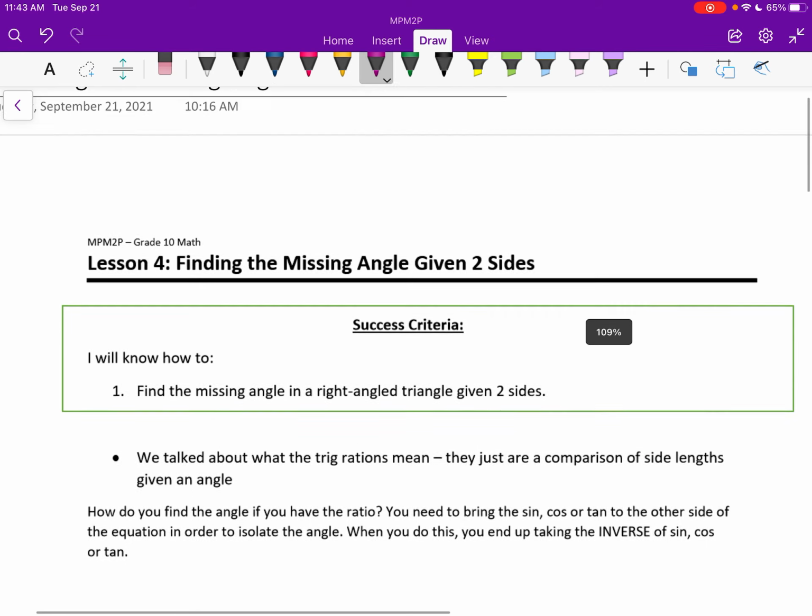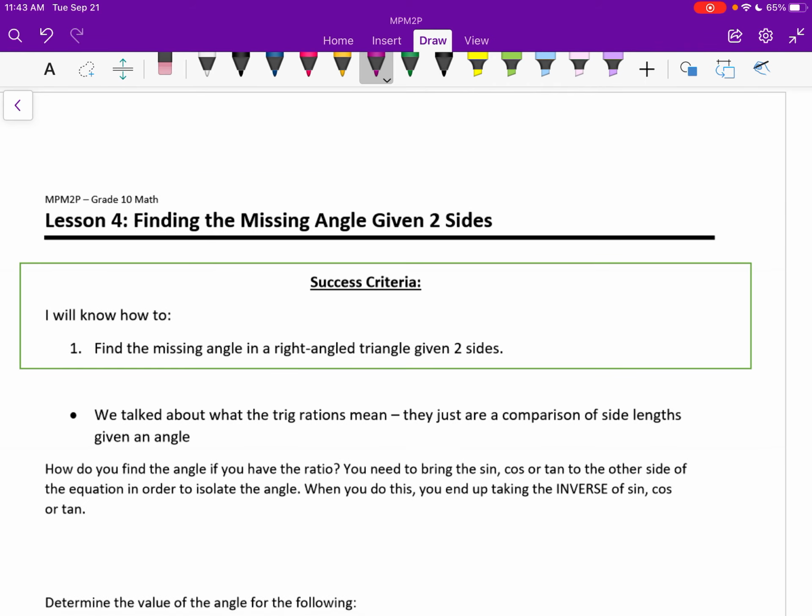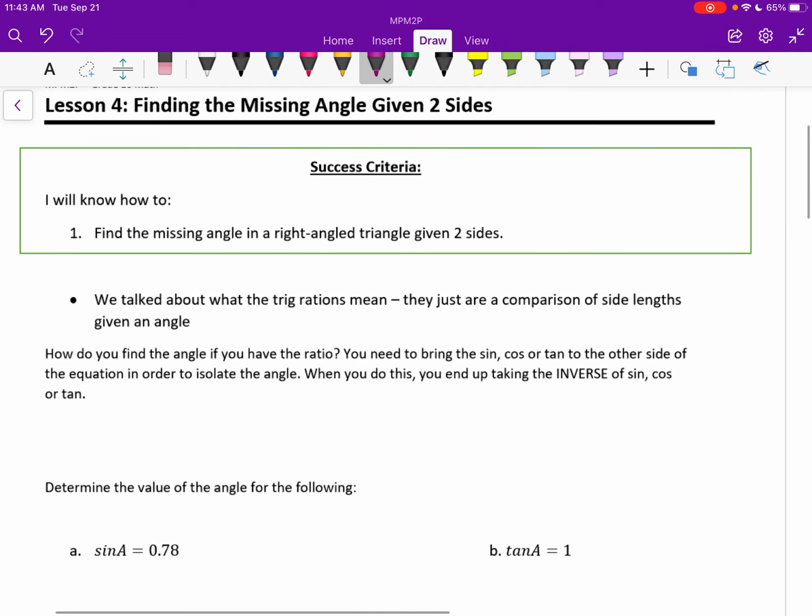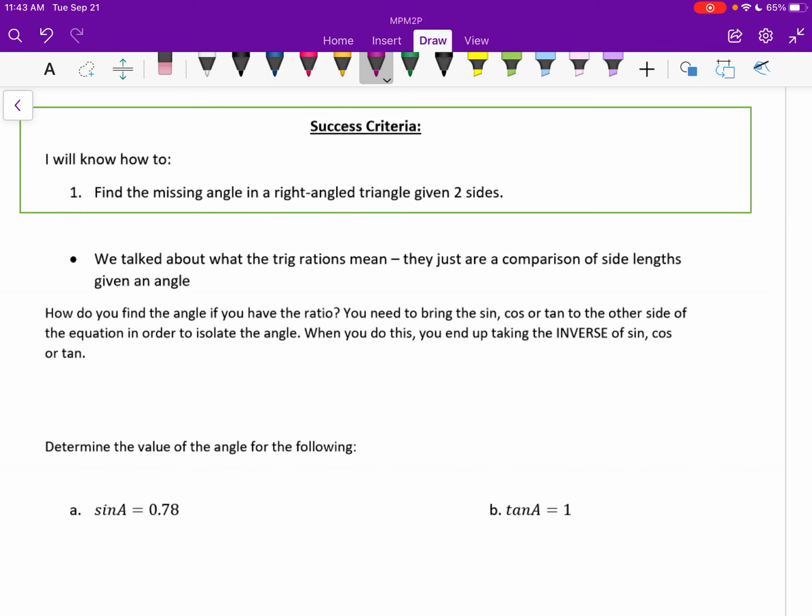Hey class, so we're just going to go over lesson 4, which is finding the missing angle given two sides. What you're going to be able to do by the end of this lesson is find the missing angle of the right triangle if you're given two sides.